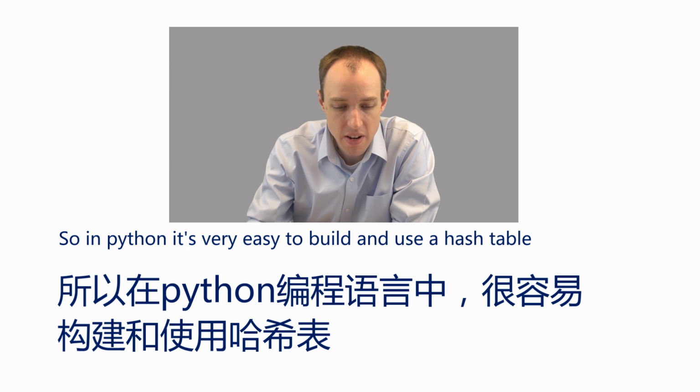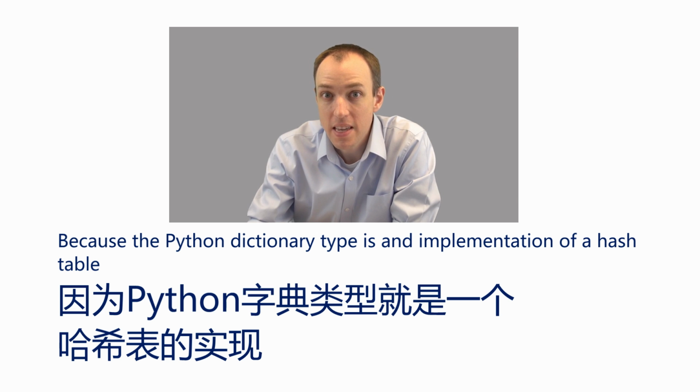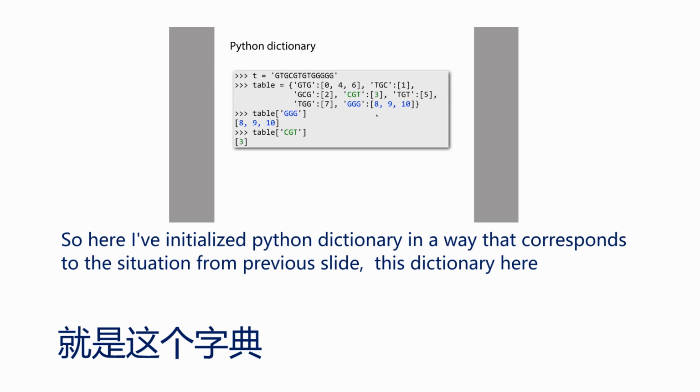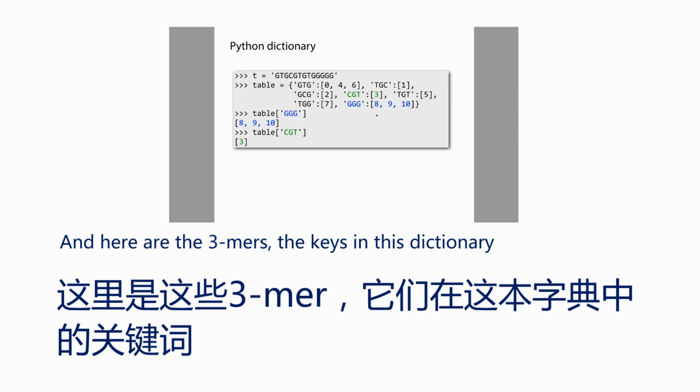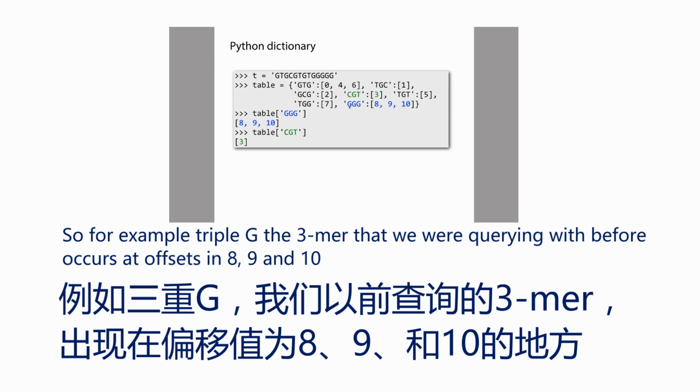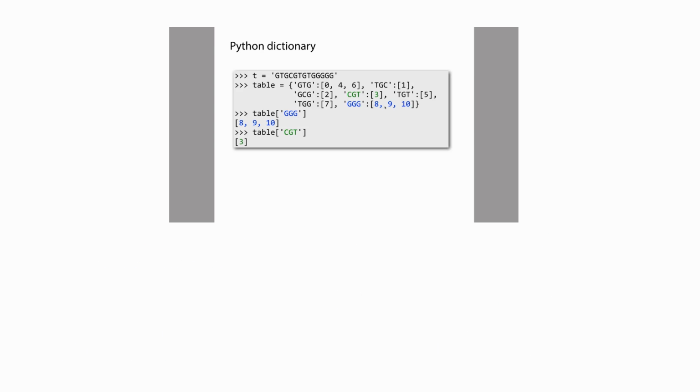So in Python, it's very easy to build and use a hash table, because the Python dictionary type is an implementation of a hash table. So here I've initialized a Python dictionary in a way that corresponds to the situation from the previous slide, this dictionary here. And here are the threemers, the keys in this dictionary. And then associated with each threemer is a list of offsets where that threemer occurs. So for example, triple G, the threemer that we were querying with before, occurs at offsets 8, 9, and 10.